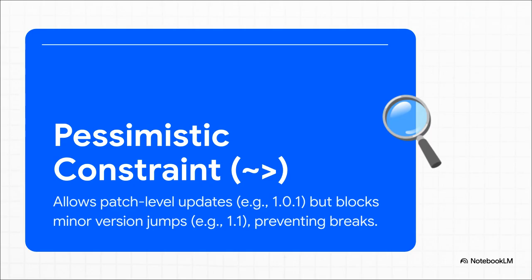So what this little guy does is give you control. It locks you to a specific minor version, in this case 1.0. That means Terraform is free to update to 1.0.1 or 1.0.2, grabbing all those important security patches and bug fixes. But it will absolutely be blocked from jumping to 1.1. This is how you keep your project stable over time.